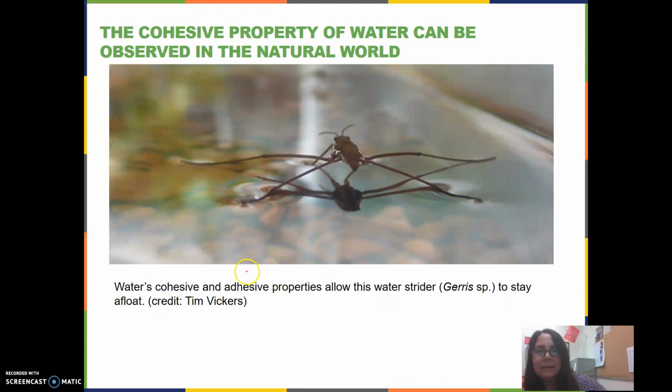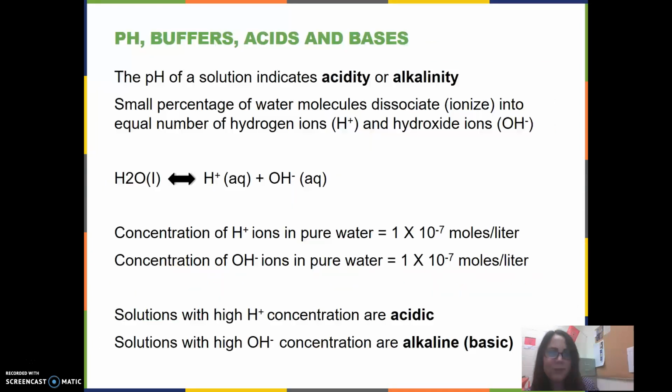This is also very similar to surface tension, but cohesion and adhesion allow for that water strider to float on the surface. The water molecules are cohesive, they're attracted to each other, so it's hard to break through the surface of the water unless it's very heavy, which that water strider is not. And the adhesion allows the water to stick to the water strider's legs, so that allows it to float on the water. Now we're going to move on and talk about solutions and their pH.